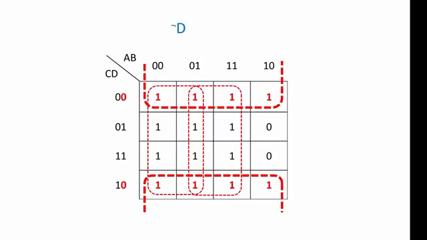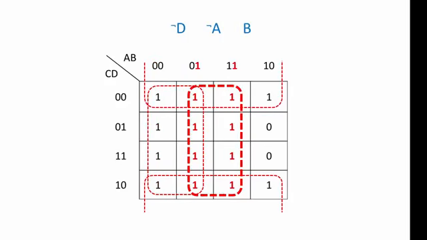This group represents not D. You can see that the value of input D is always 0 when there's a 1, but this group is independent of the values of all of the other inputs. This group, on the other hand, is always the opposite of A, so this group represents not A. It's independent of all of the other inputs.